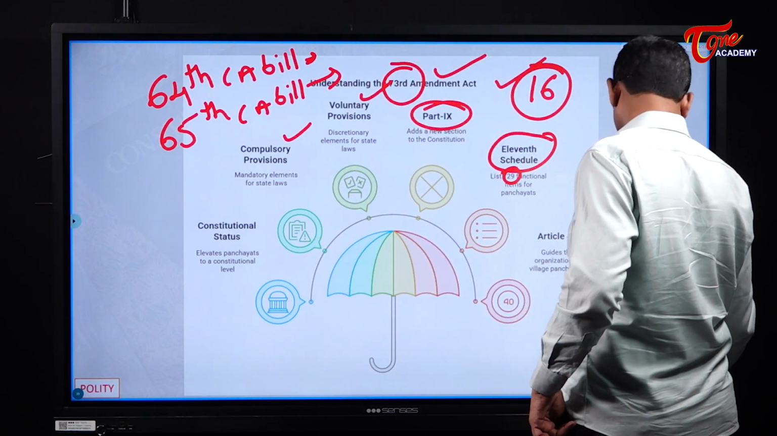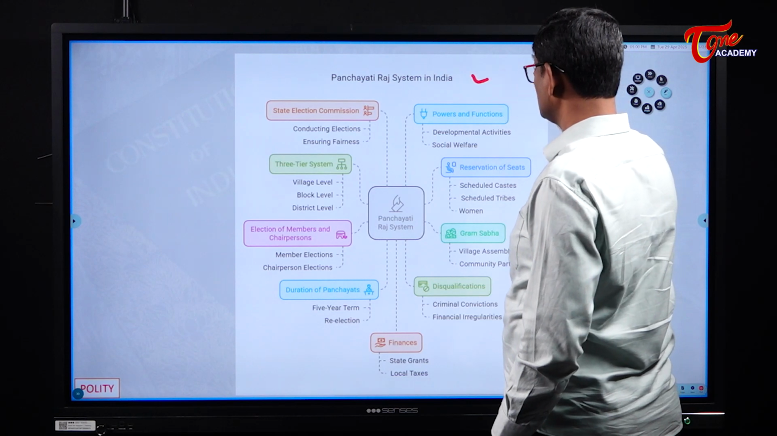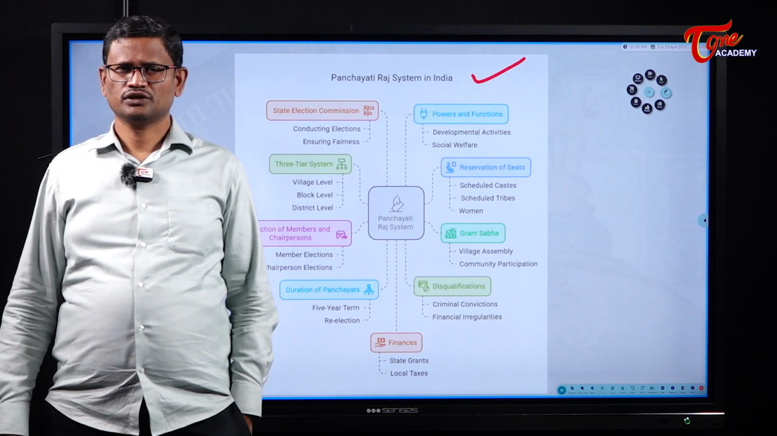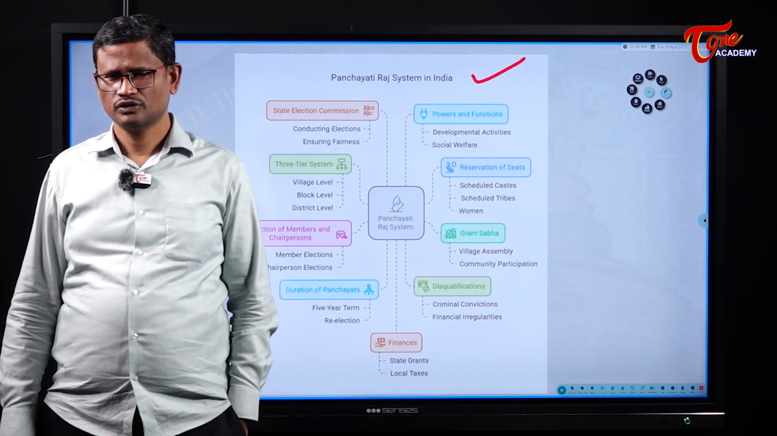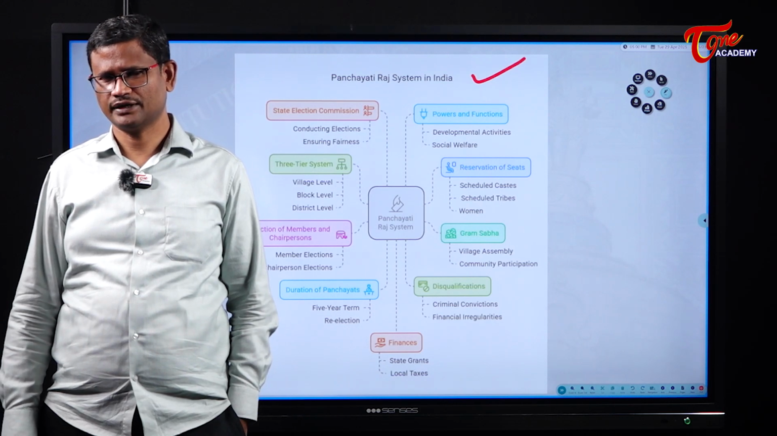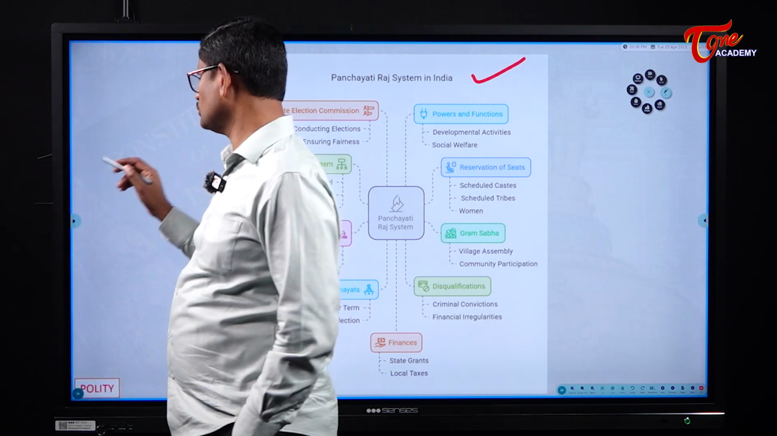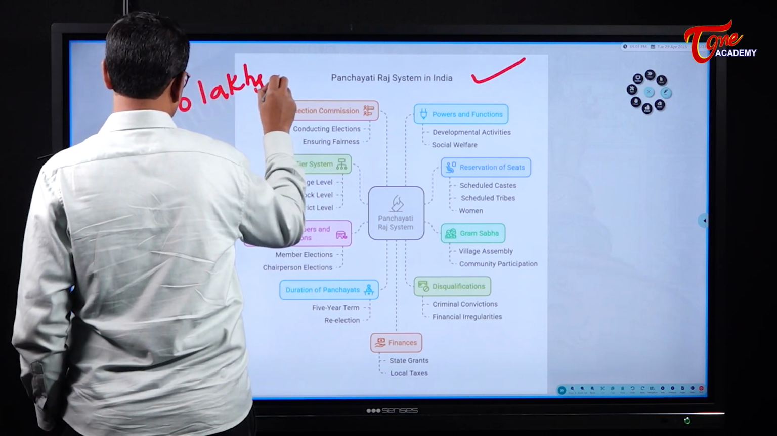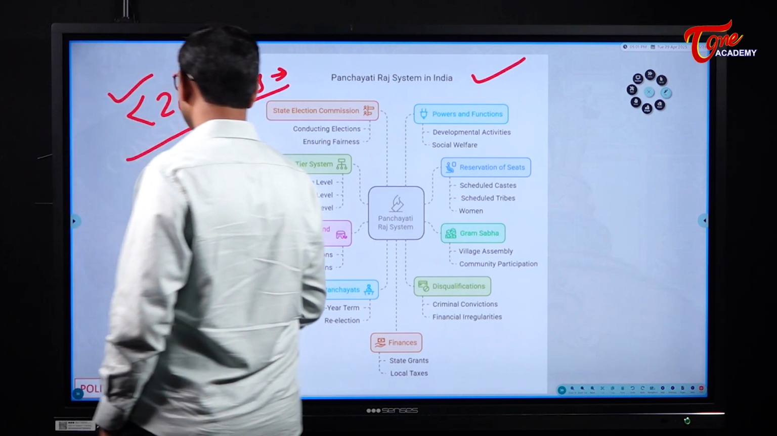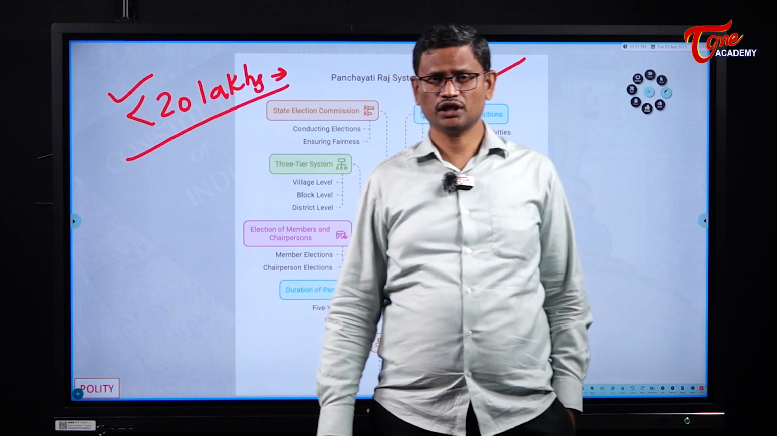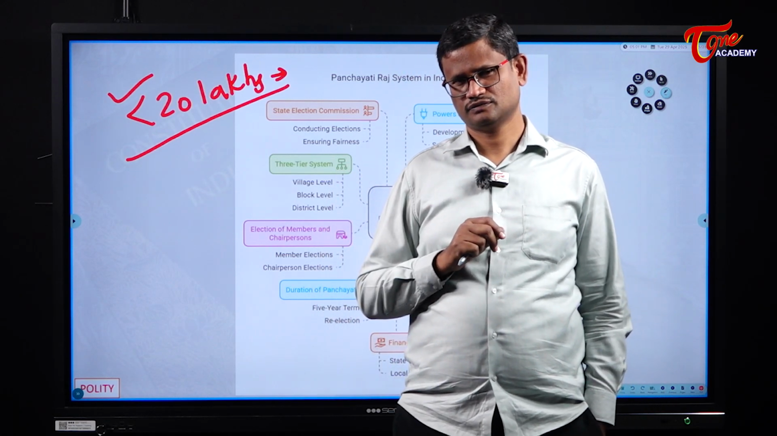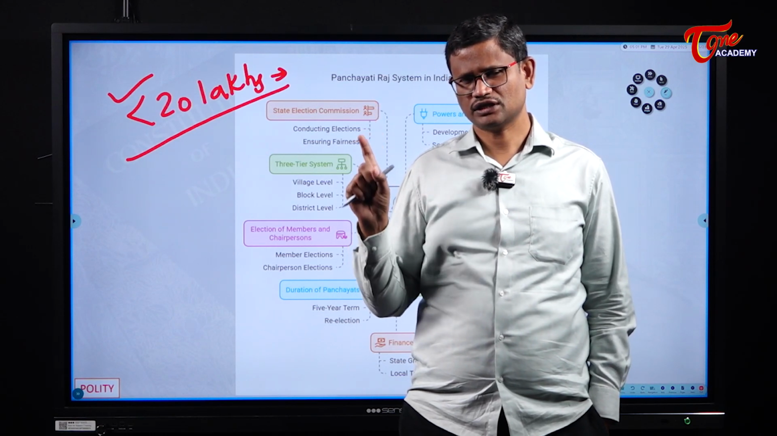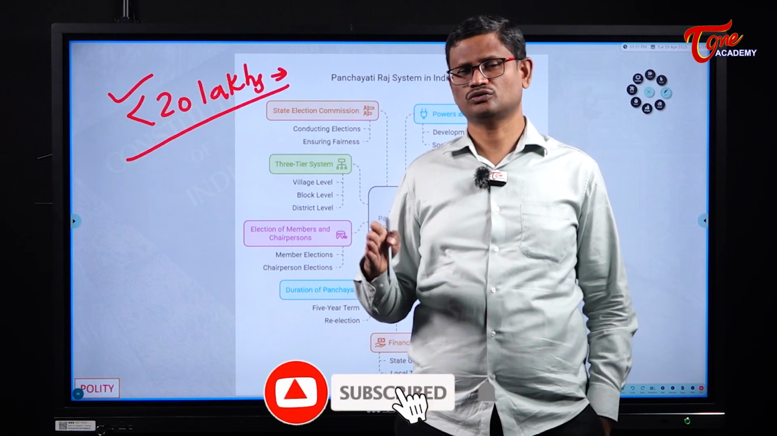Then, let us discuss in detail the provisions of the 73rd Amendment. The 73rd Amendment to the Indian Constitution speaks about the 3-tier Panchayati Raj system. But remember, in all the states where the population is less than 20 lakhs, you don't need to create a 3-tier system. You can have Grama Panchayat and a district Panchayat. The Panchayat at the intermediate level need not be constituted.